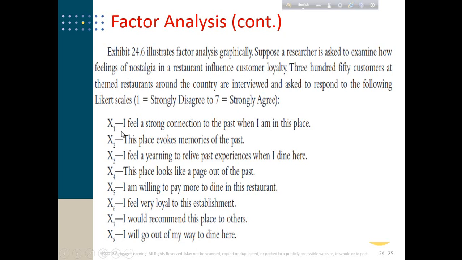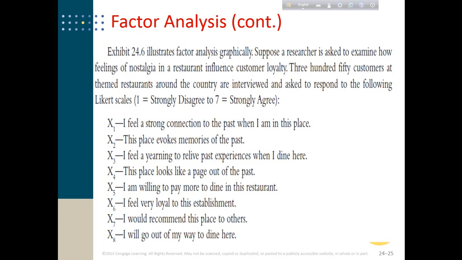So what they're asked is, I feel a strong connection to the past when I am in this place. This place evokes memories of the past. I feel a yearning to relive past experiences when I dine here. This place looks like a page out of the past. I'm willing to pay more to dine in this restaurant. I feel very loyal to this restaurant. I would recommend this place to others. I will go out of my way to dine here. So these 8 questions are asked, and each has a Likert scale from 1 to 7. 1 is strongly disagree and 7 is strongly agree.